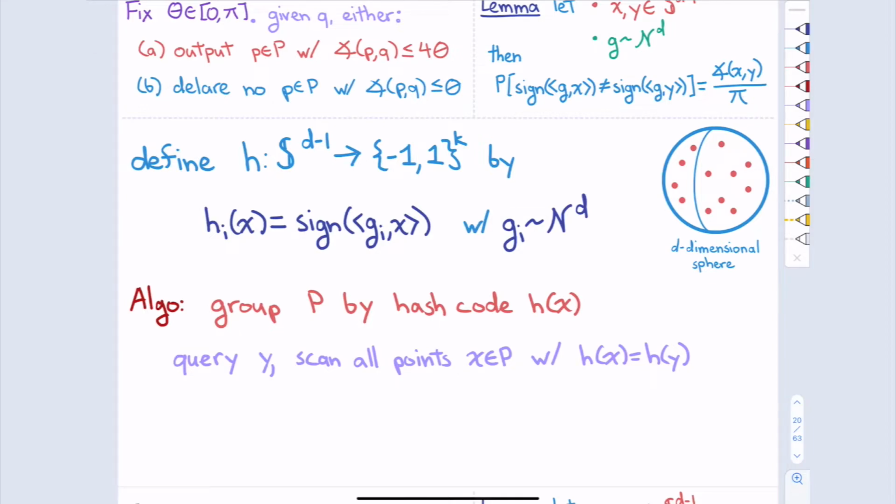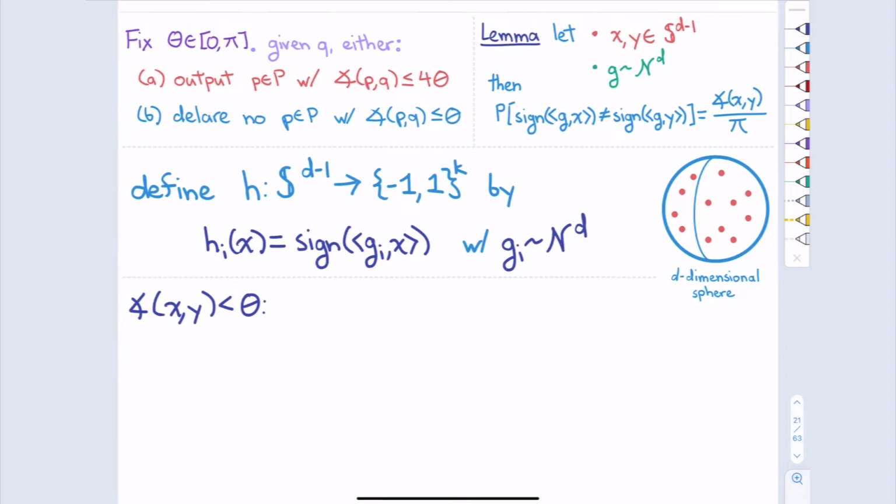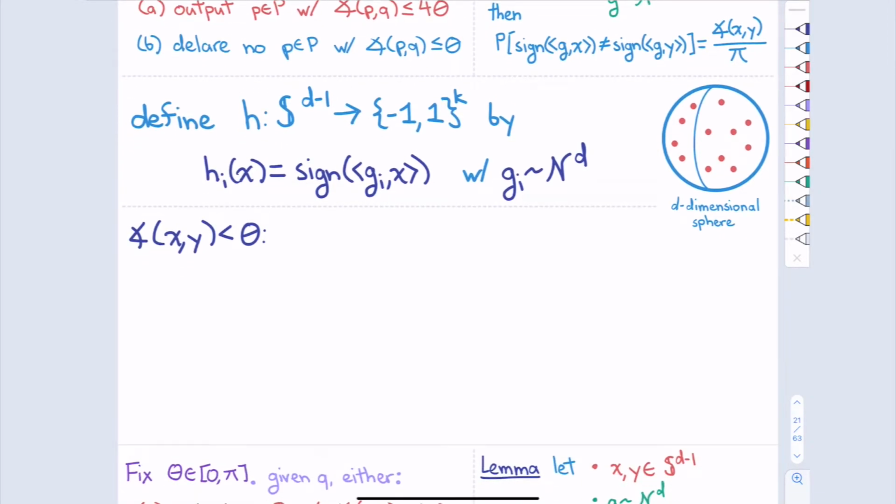Okay, so now we want to analyze two things. First, if 2 points are pretty close by, where close is defined as angle theta, what are the odds that we get a collision like we want? We want close points to collide. And afterwards, we'll analyze what if they're far apart? What are the odds they collide?